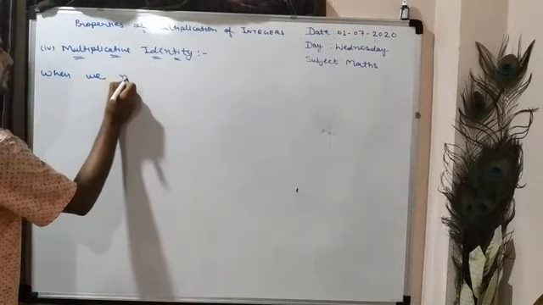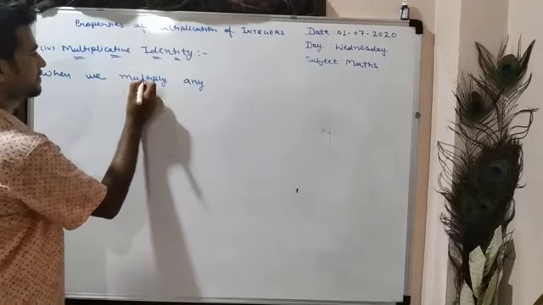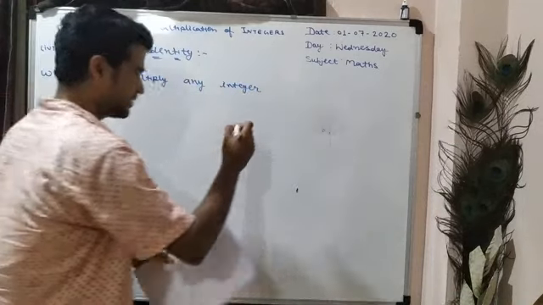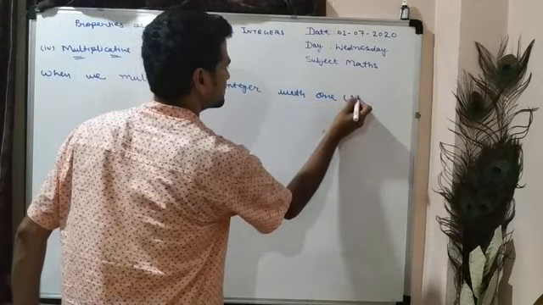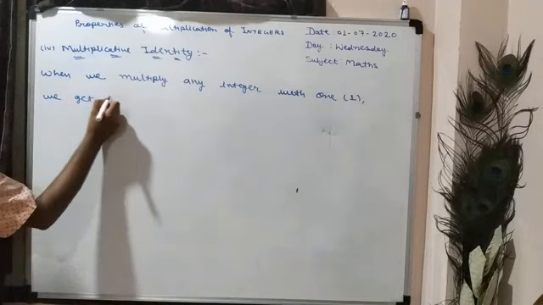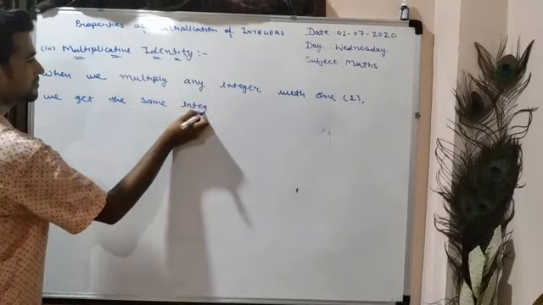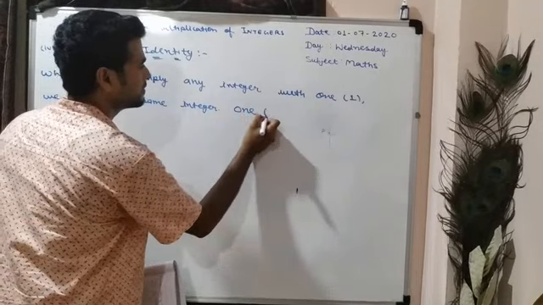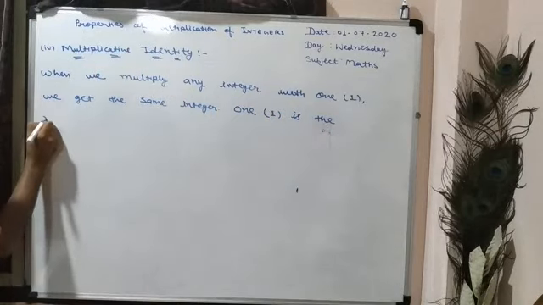When we multiply any integer with 1, we get the same integer. So what we can say here is that 1 is the multiplicative identity.